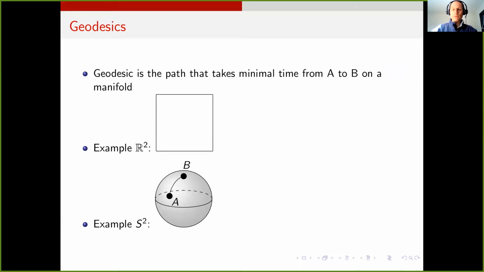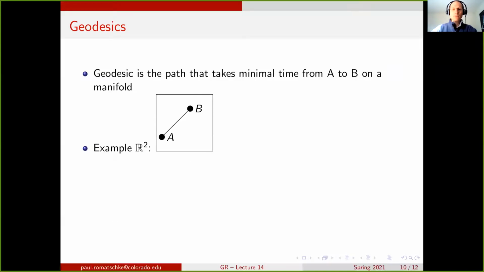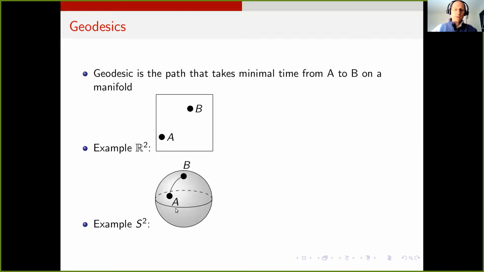For instance, we have our example for R2 and S2. If we have here an example for our two-dimensional Euclidean space, and take two points here, A and B, then the geodesic is the path that takes minimal time between these two points, and that is a straight line. Whereas for a sphere S2, the path of minimal time between A and B is not a straight line. It is actually a great circle that goes along the sphere. And that is basically the solution that comes out from the geodesic equation.